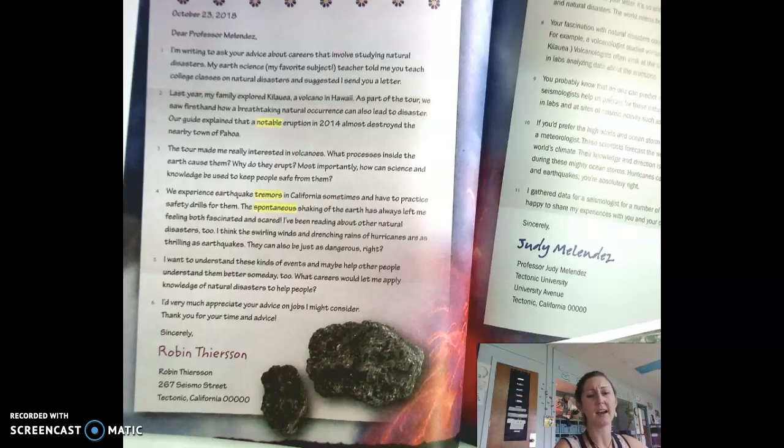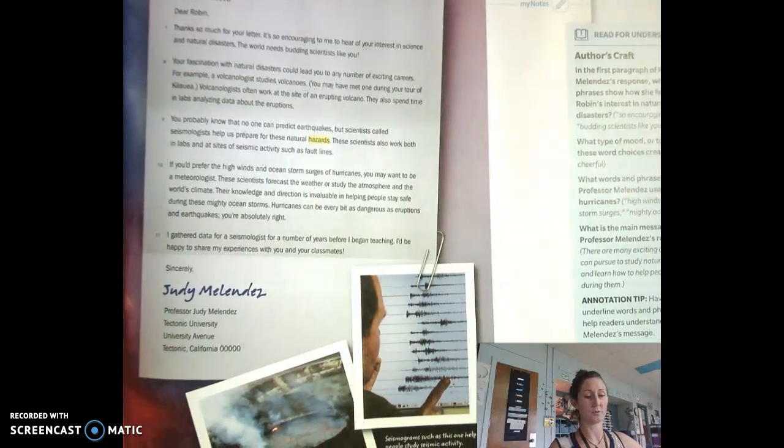Okay, so whenever we're writing ourselves in our own draft books or what have you, we want to make sure that we're grabbing the attention of the reader. And that's what Robin's done here in her letter to Professor Melendez. So looking at the response letter that Professor Melendez has written Robin, let's take a look at it.